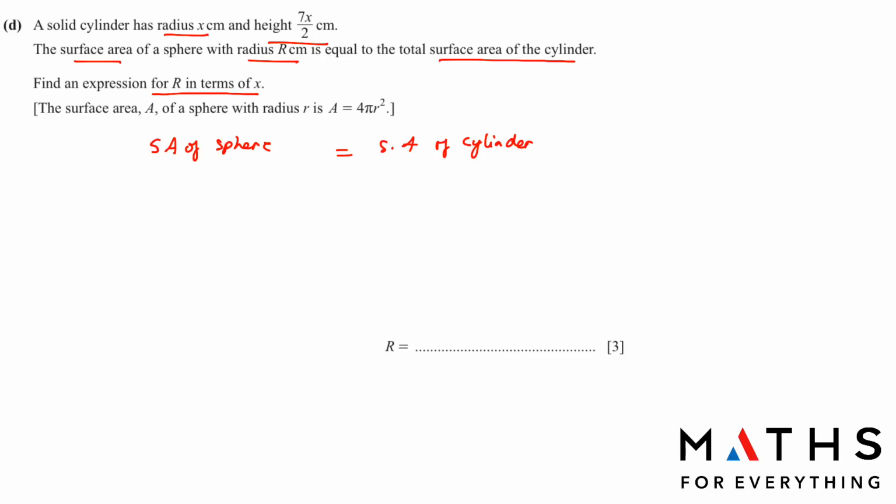We have the formula for area, which is 4 pi r square. The surface area of cylinder is, there are two circles, right? Top and bottom. So 2 pi r square plus 2 pi r h. Now we'll replace our radius of the sphere with r, capital R.